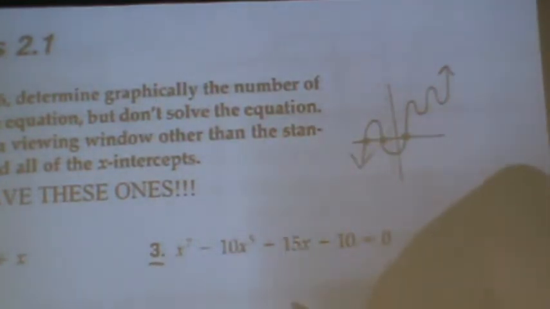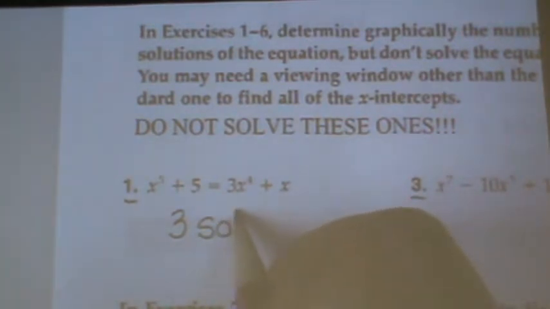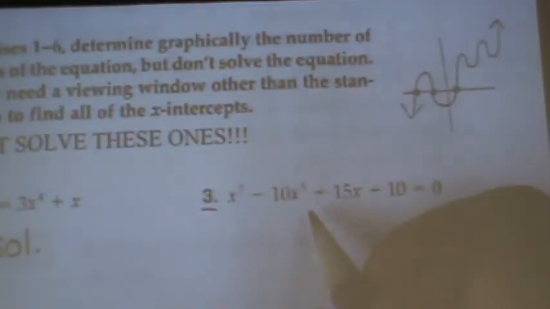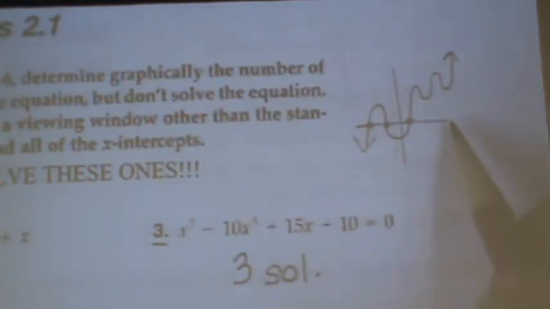So, check out number 3. This one was 3 solutions, and this one is 3 also. There's only 3 solutions. So please don't get fooled by the fact that this is a 7, so there's 7 solutions. There may not be. Just like when you have a quadratic equation, check out this. Here's a quadratic equation that has no solutions.